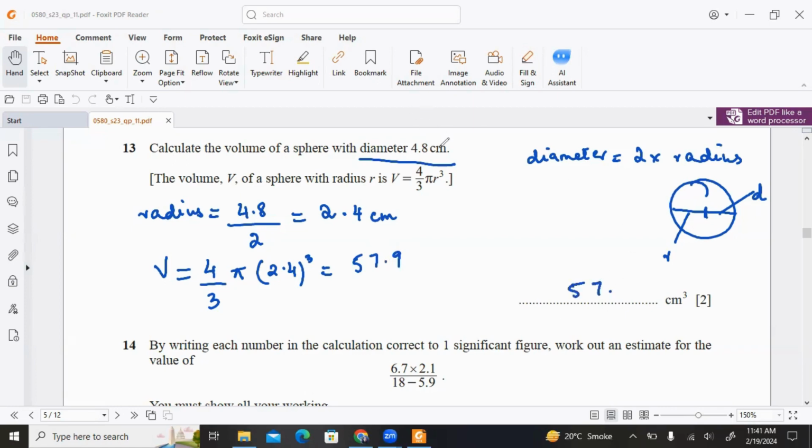Since the value in the question was in one decimal place, I'm going to give the answer in one decimal place as well.